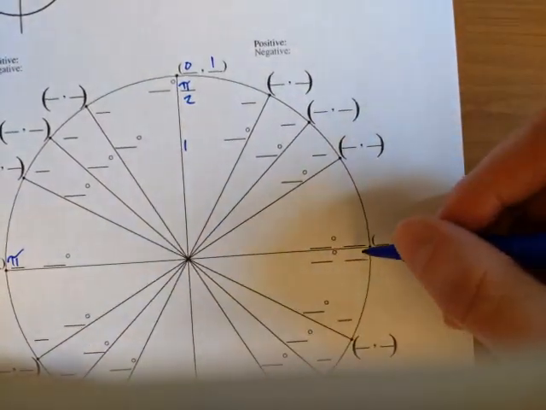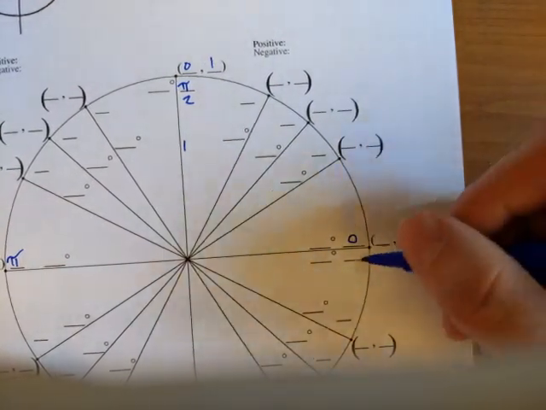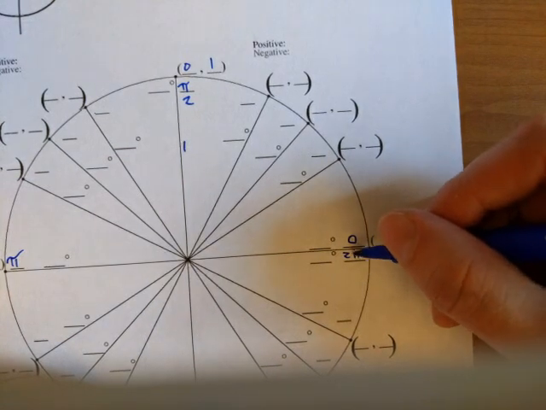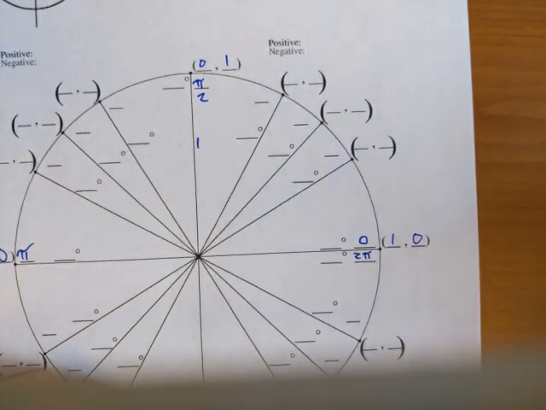And then back to a full circle. You can either count this as having gone nowhere, as the angle is 0, or you can count that as a full circle, 2 pi. And then the coordinates are 1, 0.